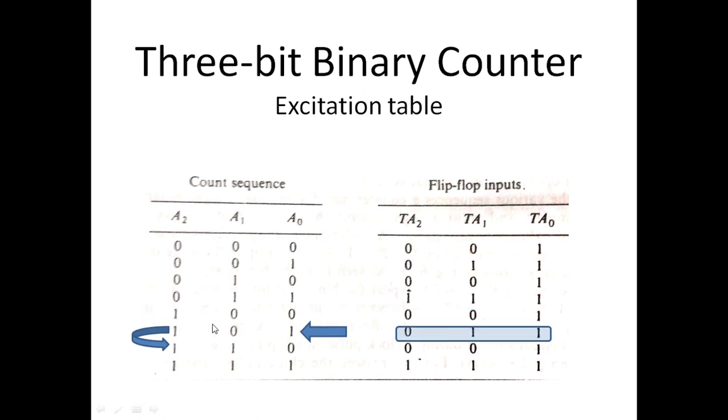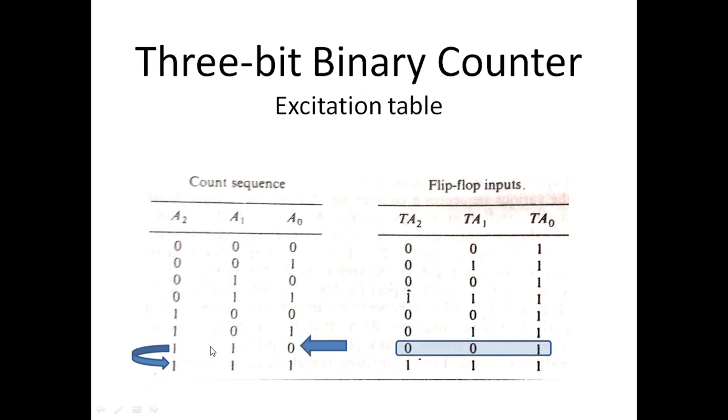When the current state is 1, 0, 1, and we want to go to 1, 1, 0 as the next state, we have to toggle the state of flip-flop 0, toggle the state of flip-flop 1, and leave the state of flip-flop 2 unchanged. So 0, 1, 1 should be given as the input to the 3 flip-flops.